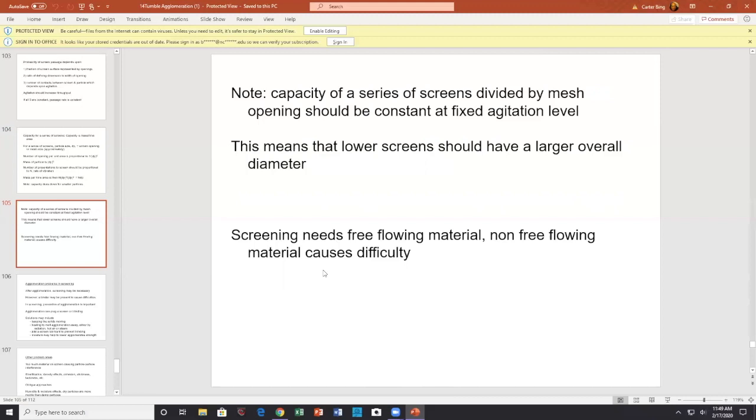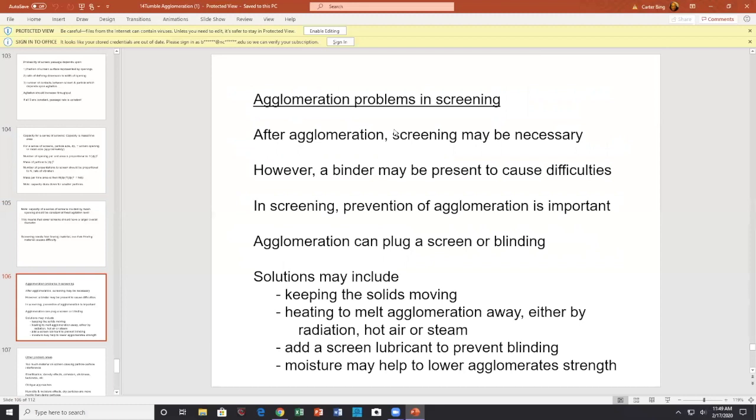The way you stop agglomeration is you put in a surface poison. After agglomeration, screening may be necessary. Binder may be present to cause difficulties. Screening and prevention of agglomeration is important. Agglomeration can plug a screen. Solutions may include keeping the solids moving, heating to melt the agglomerate away, either by radiation, hot air, or steam. That's interesting, steam, hot air. I haven't thought about steam. Adding a screen lubricant to prevent binding. Moisture may help to lower agglomerate strengths.